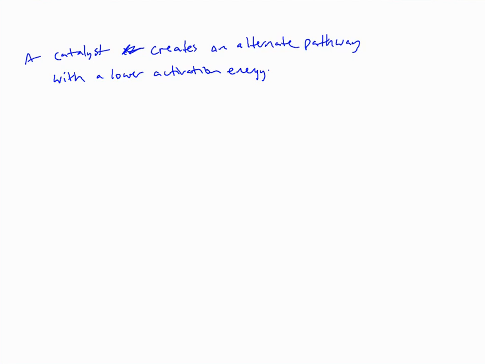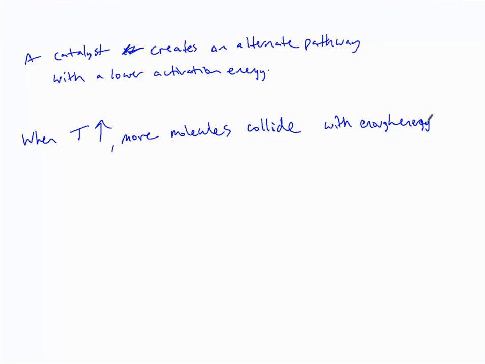From this graph, how does the increase in temperature speed up the reaction when temperature increases? So here's how I usually draw stuff like this. When temperature increases, more molecules collide. Remember, that was the first thing that we needed. With enough energy, that was the second thing we needed. To overcome the activation.